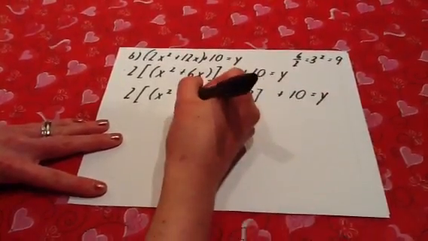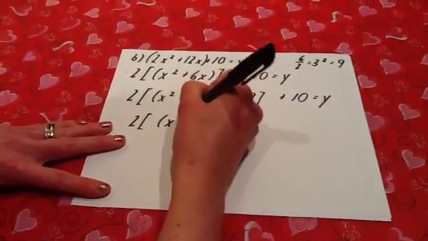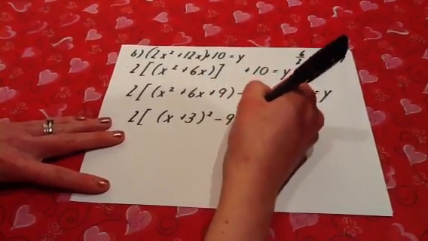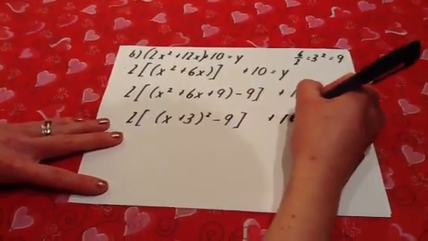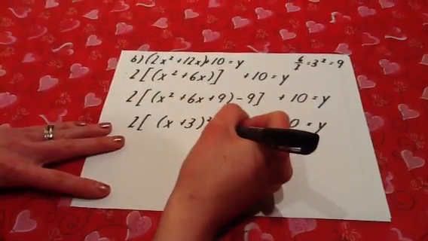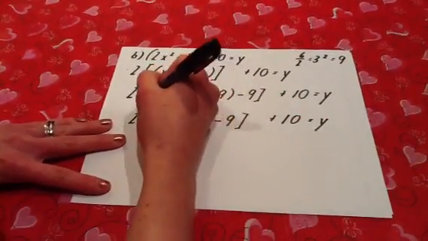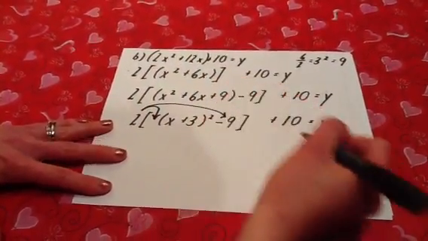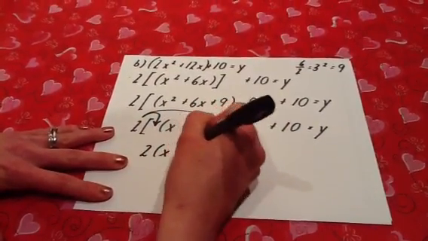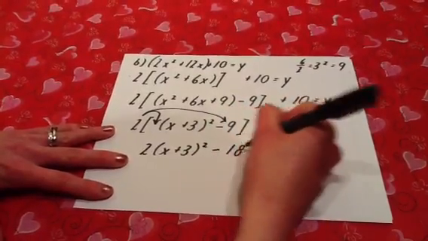From here we'll factor the trinomial. So 2 stays out again. We'll have x plus 3 squared, minus 9 is still there, and plus 10 is still on its own. Because we have this 2 out front, we need to distribute it inside the square bracket. So it'll go in front here as well as multiplied by this -9. So it'll look like 2 times x plus 3 squared minus 18 plus 10.